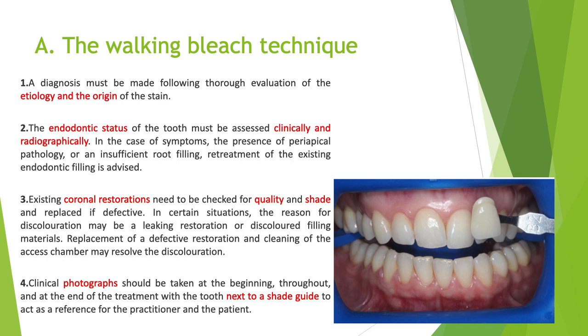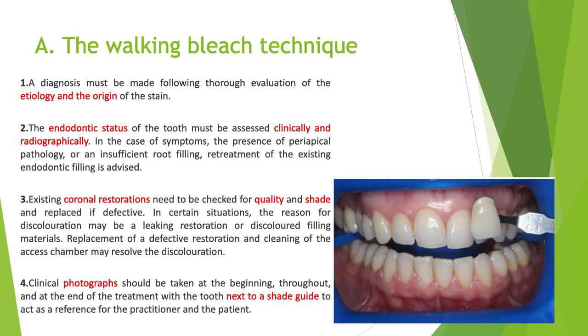So the first step is diagnosis and knowing the etiology and the origin of the stain. If it's intrinsic, then we can treat it with a walking bleach technique. We have to check the root canal treatment of the tooth. If it's sufficient clinically and radiographically, we have to check that there are no signs of infection or inflammation, and there are no signs of periapical pathology on radiographs. We have to check the quality of the coronal restoration, because sometimes if there is leakage from the coronal restoration, this will lead to a failure of the root canal treatment.